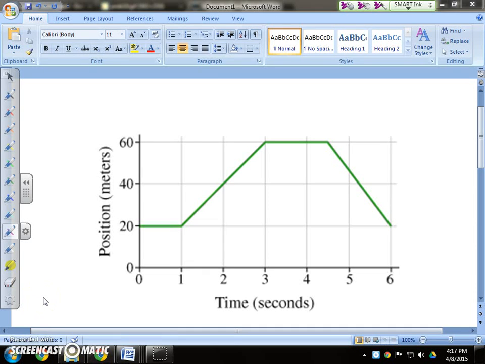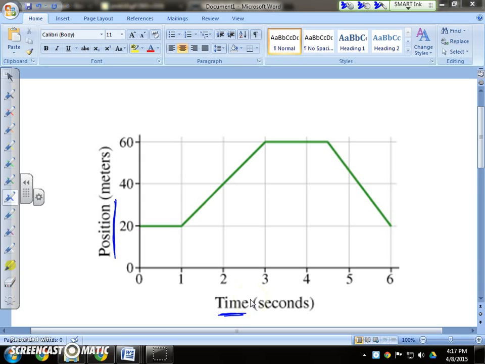Alright, boys and girls, today we're going to look at position time graphs. Now, the big thing to keep in mind when we're looking at position time graphs is that every graph is trying to tell a story. The story that this graph is trying to tell is what's happening with the position of a given object over a certain amount of time.